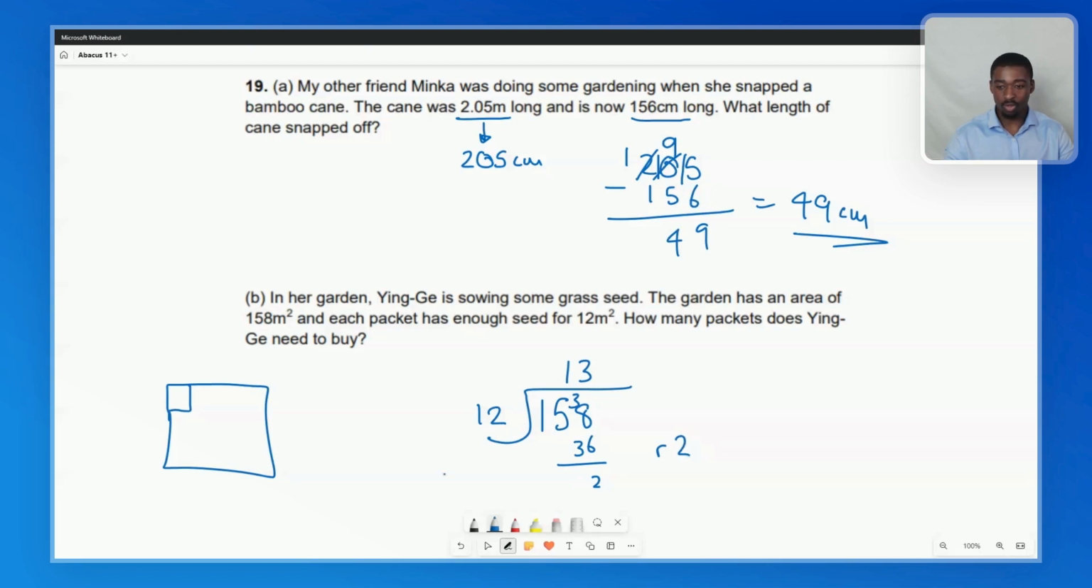And if we're trying to cover the whole garden, we can't have any remainders. We have to buy more than enough. And therefore, she won't buy 13 packets. She'll buy 1 more to make sure there's no remainder, which means she'll buy 14 packets.